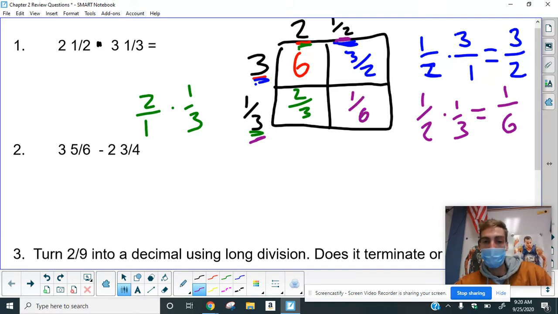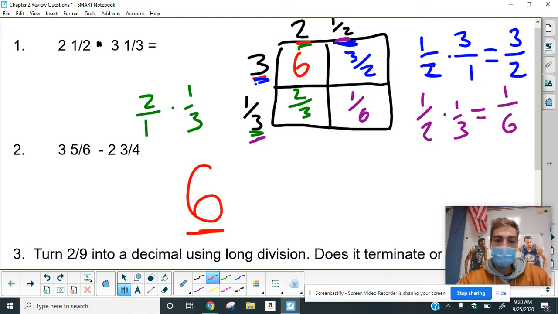But I'm not done yet. I have to take all of these fractions and whole numbers and add them together. And so I'm going to start off by writing my whole number here, 6. And now what I'm going to do is I'm going to take the rest of the fractions and I'm going to add them with each other.